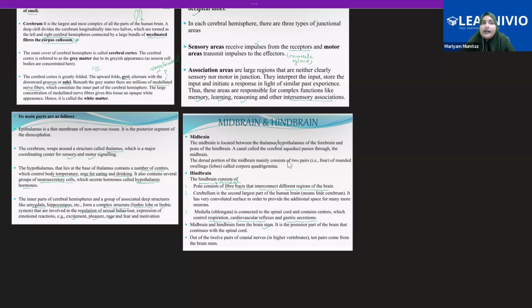Also, in the inner parts of the forebrain, there are two more structures which we call amygdala and hippocampus. They together form the limbic lobe or the limbic system, right? And they're responsible for various emotional reactions that we go through, the sexual behavior, the excitement, pleasure, happiness, all of those things are concerned with the limbic lobe or the limbic system. Is it clear to everyone?